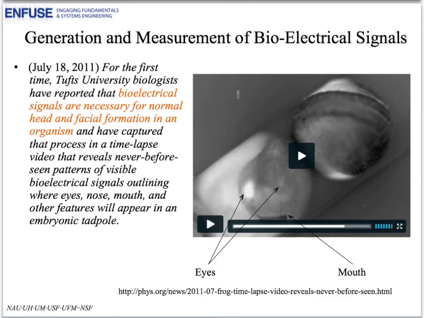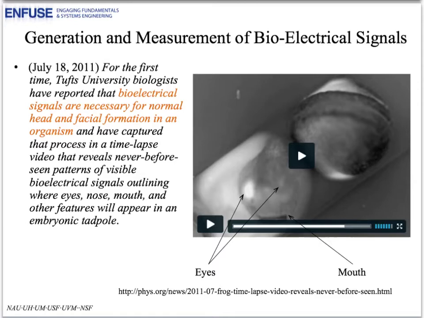And when we first learn about the central nervous system in our body, for example, we talk about how chemical processes are used to generate electrical signals, and these signals carry information between the brain and the rest of the body.